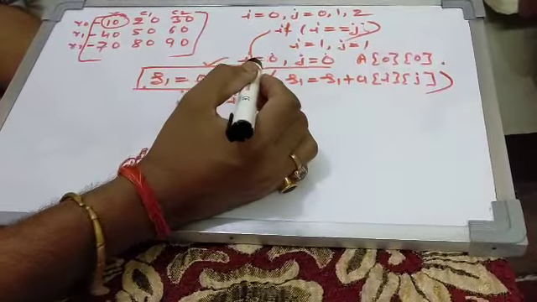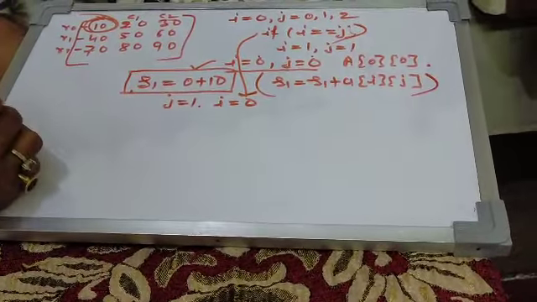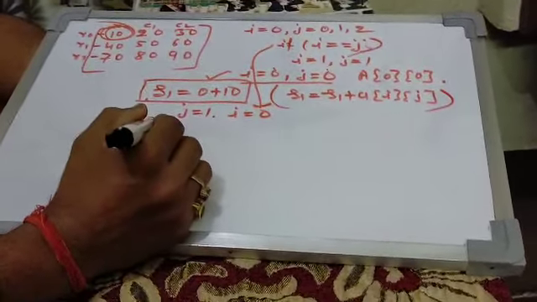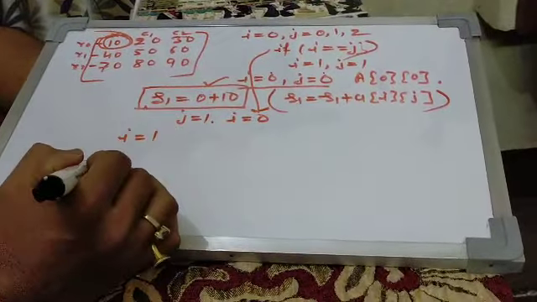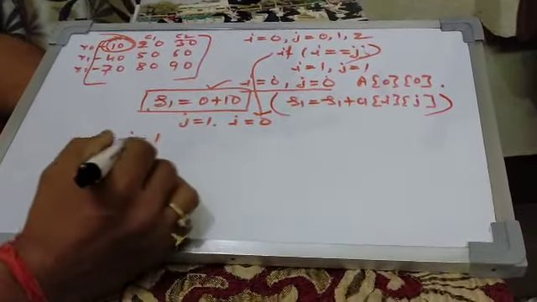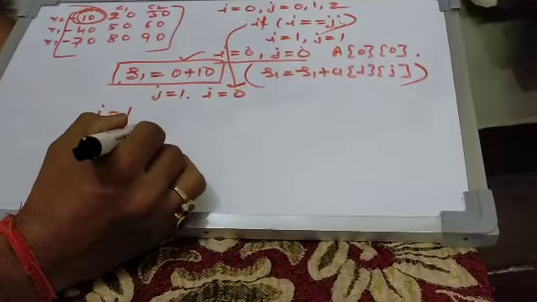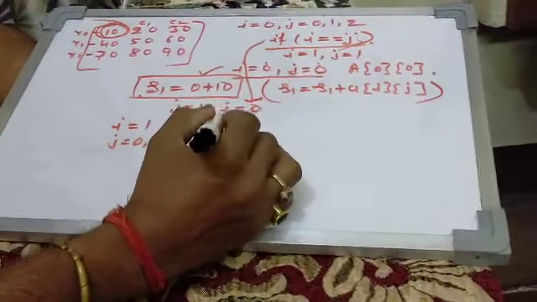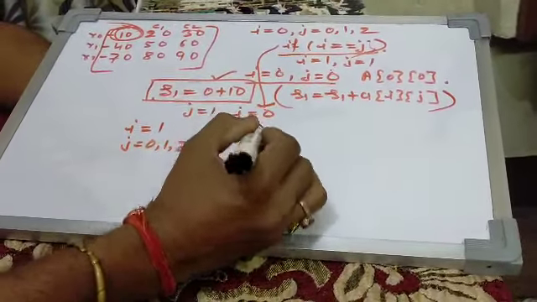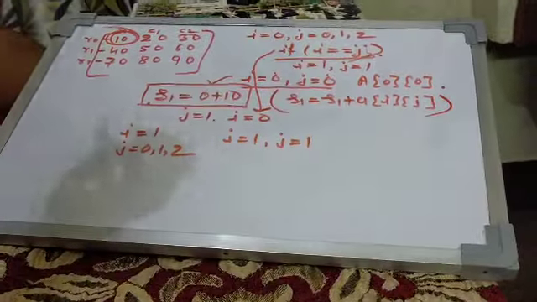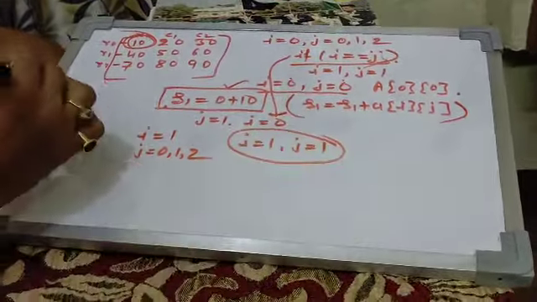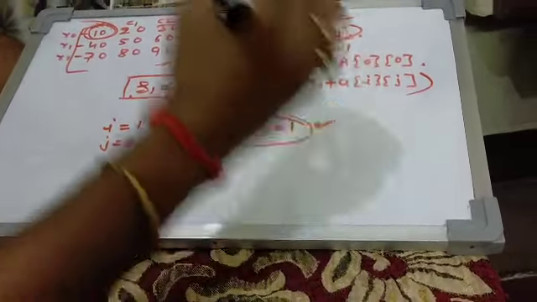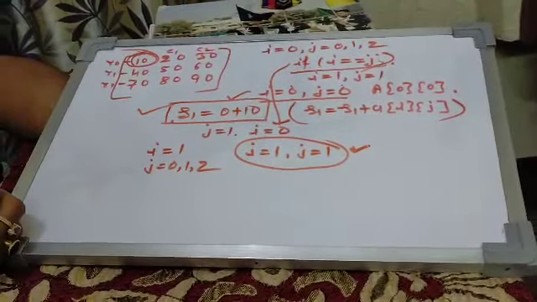So in the first iteration only this value will be considered. Next time the value of I will be incremented by 1, so 0 plus 1 is equal to 1, and according to the inner loop again j will be 0, 1 and 2, but according to this condition, if I is equal to 1 and j is equal to 1, only this condition is satisfied. Only when this condition is satisfied, then this statement will be executed.